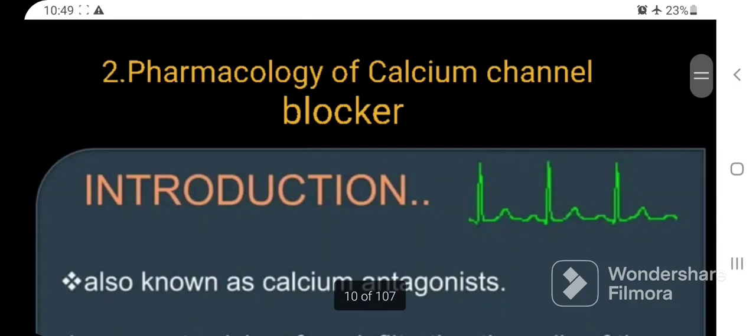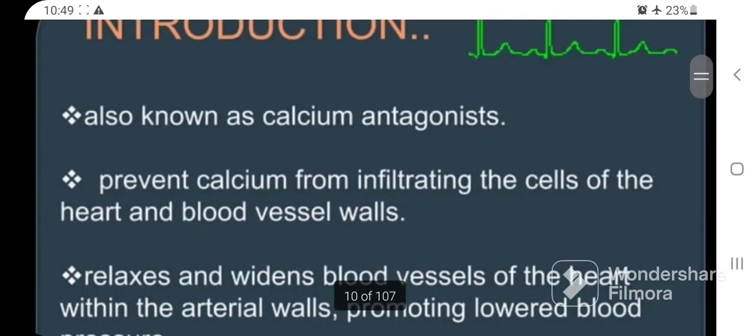Now, pharmacology of the calcium channel blockers. It is also known as a calcium antagonist. Antagonist means they will oppose the action of calcium, means they will suppress the calcium. They prevent calcium from infiltrating the cells of the heart and the blood vessels.